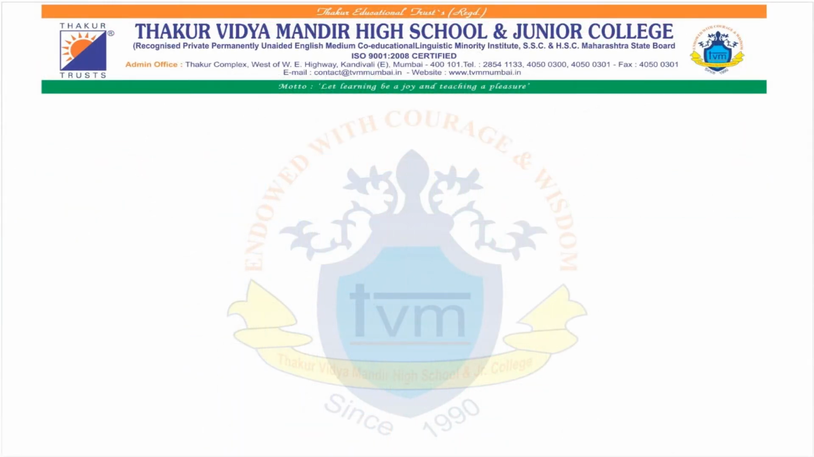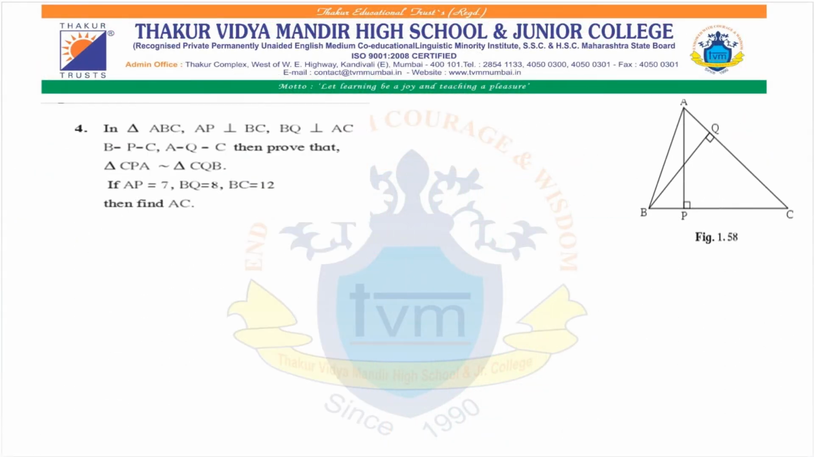Now let us see sum number 4 of practice set 1.3. In triangle ABC, it is given that AP is perpendicular to BC, BQ is perpendicular to AC, B dash P dash C, and A dash Q dash C. We need to prove triangle CPA and triangle CQB similar. And we also need to find the length of AC. Let us first prove these two triangles similar.